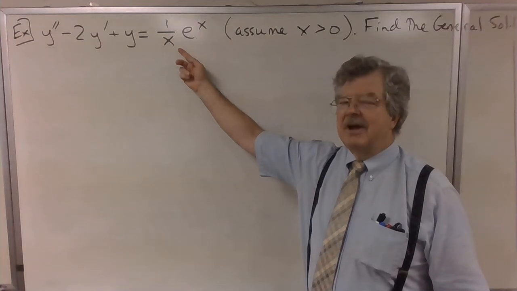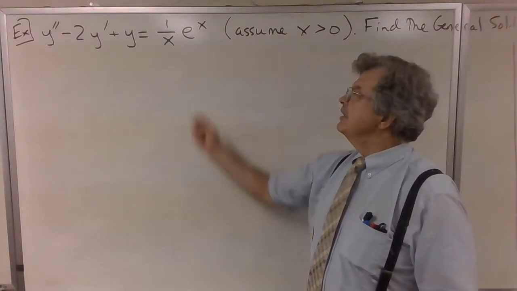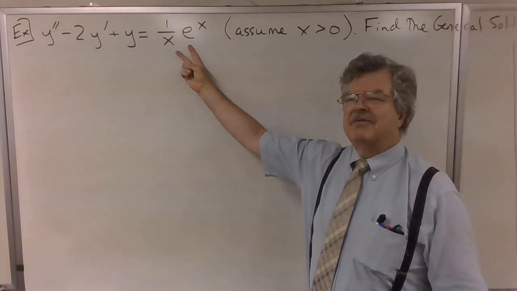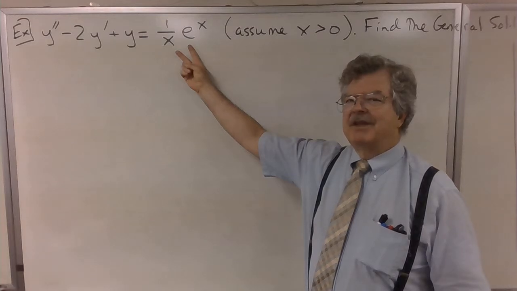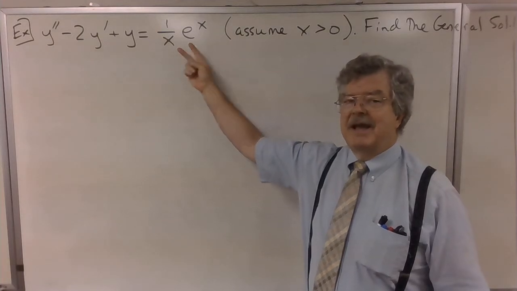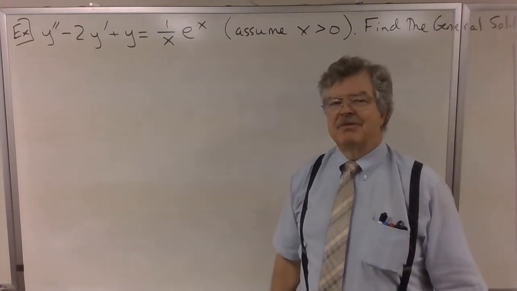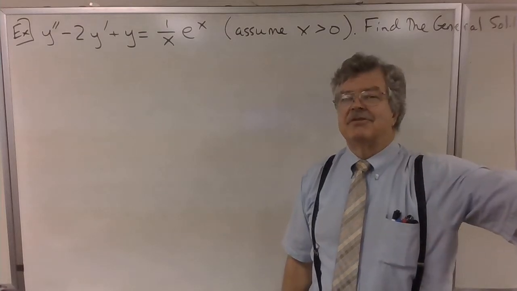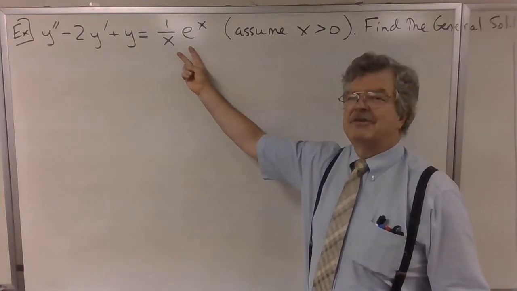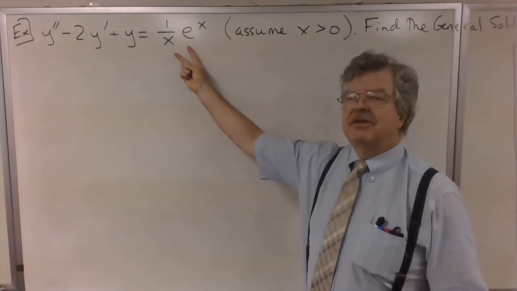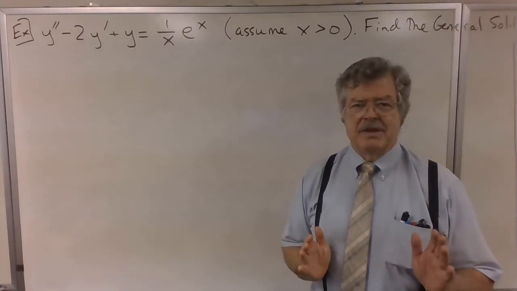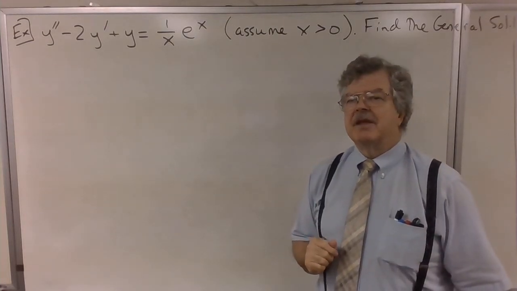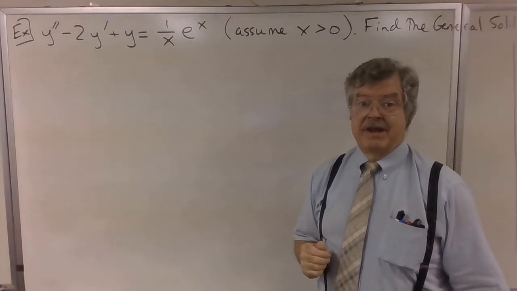1 over x times e to the x, well, let's see. If we compute the derivative of that, we have to use the product rule, and we get 1 over x e to the x minus 1 over x squared e to the x. And if we compute the derivative of that, we just go off into the sunset. Never get this expression back again. So this thing does not reproduce according to its kind, and the only way that we can solve this equation is to use the variation of parameters technique.